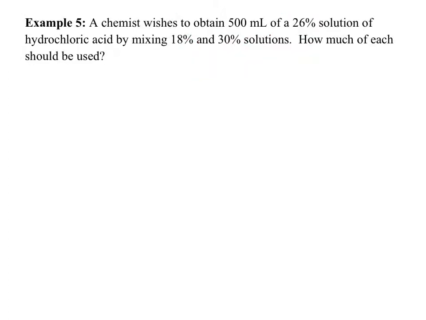Ben, read this one for us. A chemist wishes to obtain 500 milliliters of a 26% solution of hydrochloric acid by mixing 18% and 30% solutions. How much of each should be used?